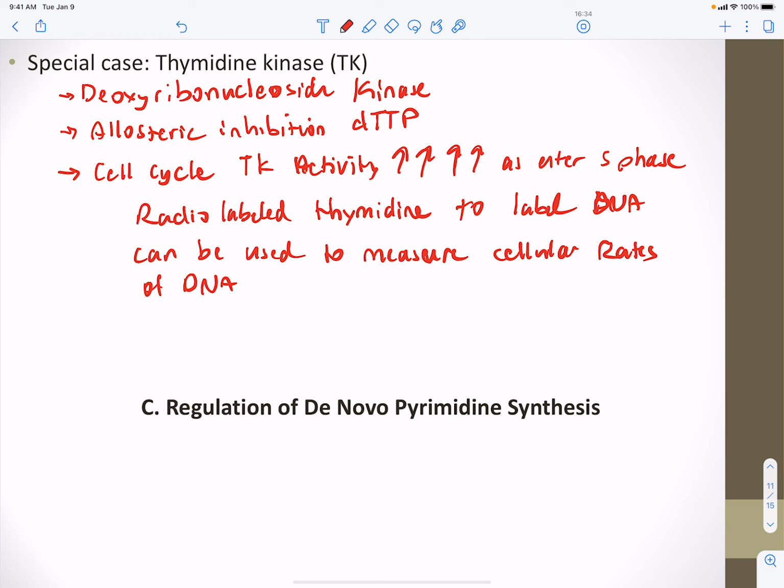So it's just a tool. But you might have heard of radio-labeled thymidine, for example. And the reason it's used is because of this activity of thymidine kinase during the S phase of the cell cycle.